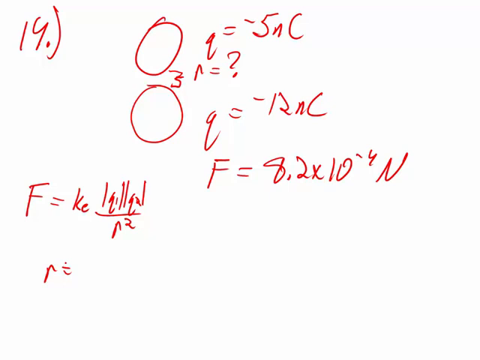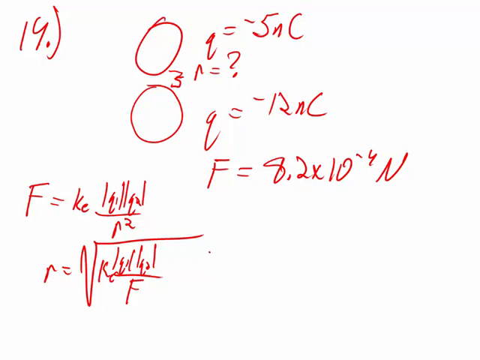I thought I had it written down somewhere. So we solve for R, and R becomes the square root of Coulomb's electrical constant times the absolute value of Q1 times the absolute value of Q2 divided by the force. And that's all under the radical. Everything's under the radical.